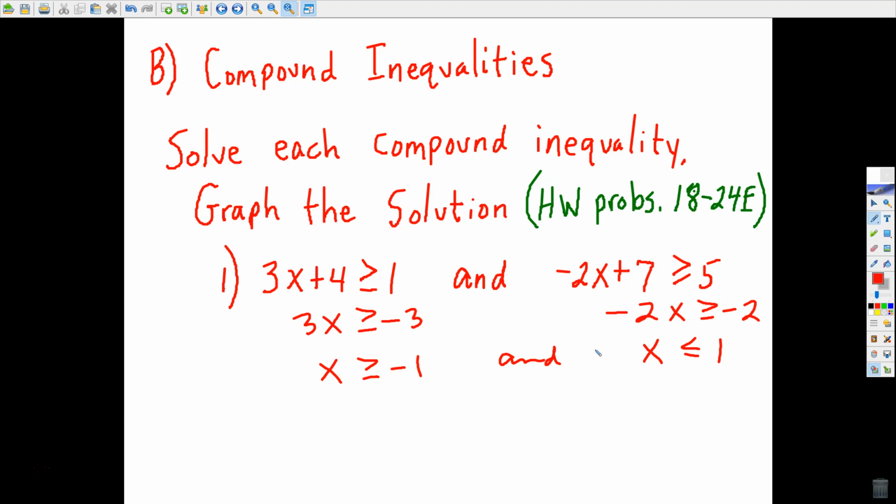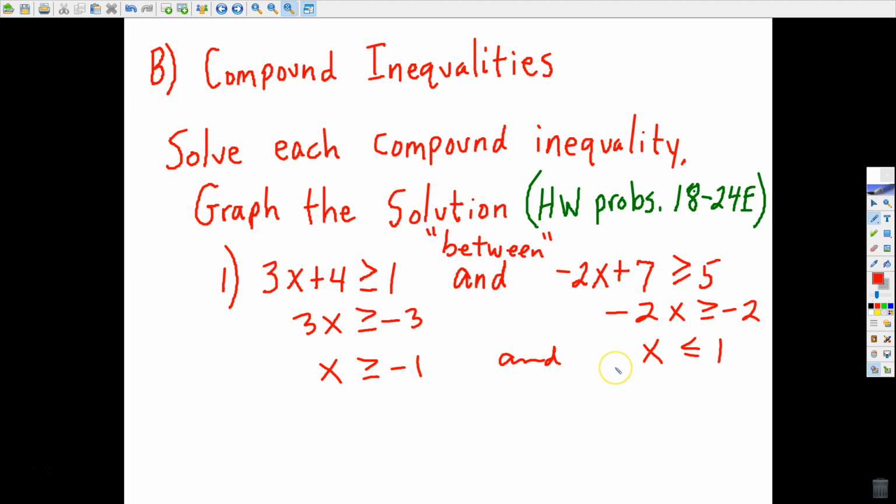Can you kind of put it in a sentence, the numbers that we're calling off? How would you describe them? The numbers that are between. Good word. I want you to think of the word between when you see the word and in an inequality compound.